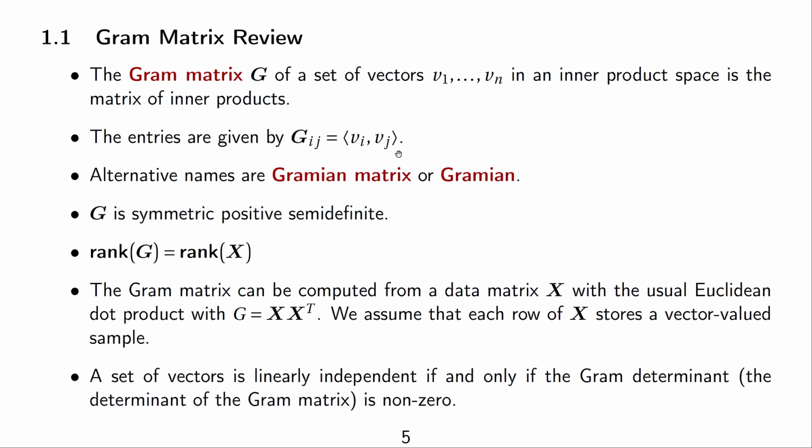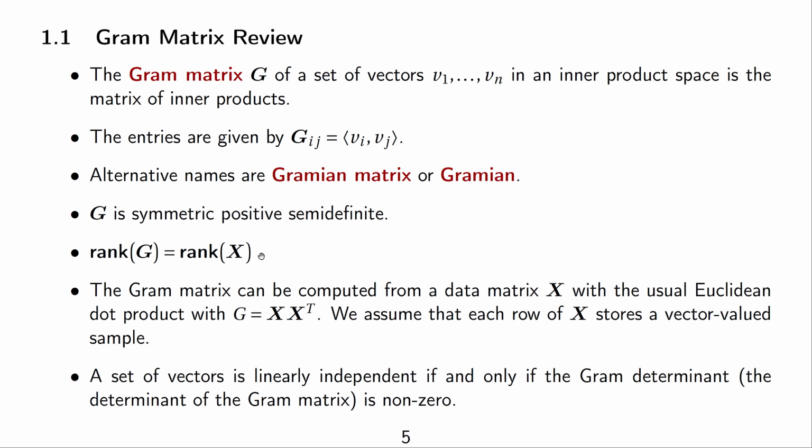Symmetric should be clear because the inner product is symmetric, so it's commutative, and you can flip the order of the vectors and you still get the same result. Positive semi-definite will be clear later when we write the computation in a different way.